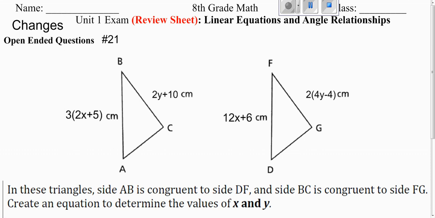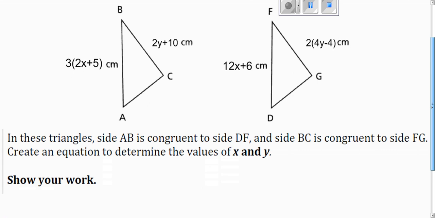All right, this is number 21. So that angle question that I crossed off before was replaced by this question. This is a state exam question, so you do need to know how to do this. It says, in these triangles, side AB is congruent to side TF. Remember that congruent just means equal. So I put those both in blue so you can see what's equal to each other. And side BC, I'll put it in red, is congruent to FG. So you see that those are equal.